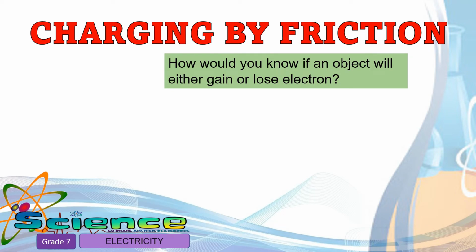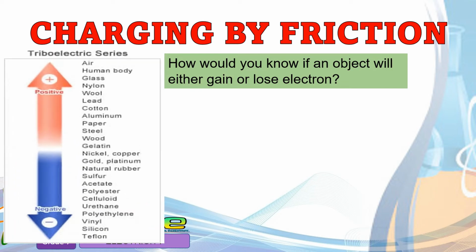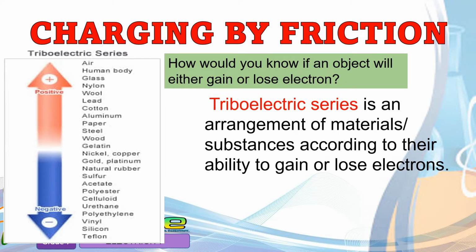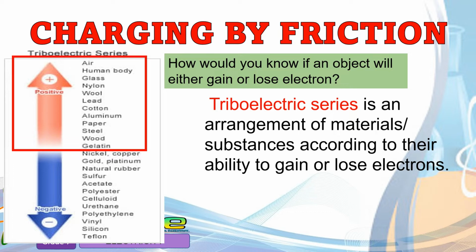To predict this, we can use the triboelectric series. The triboelectric series is an arrangement of materials or substances according to their ability to gain or lose electrons. Materials that are placed at the upper end of the sequence will most likely give up or lose electrons and become positively charged. On the other hand, materials that are found at the end of the sequence will gain electrons and will become negatively charged.